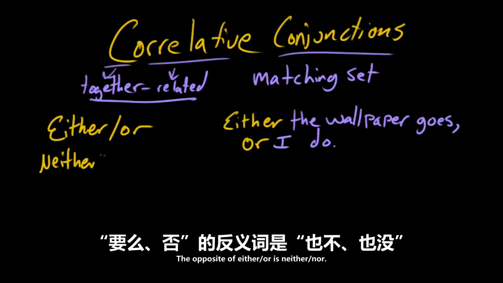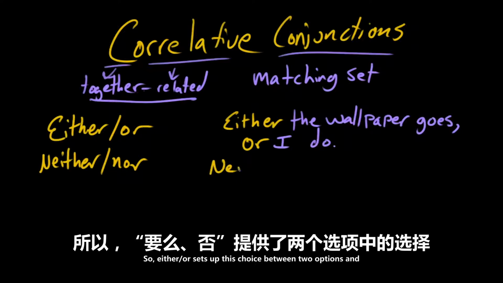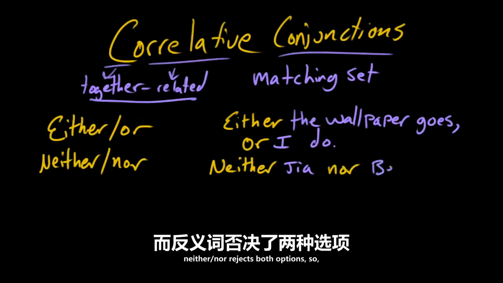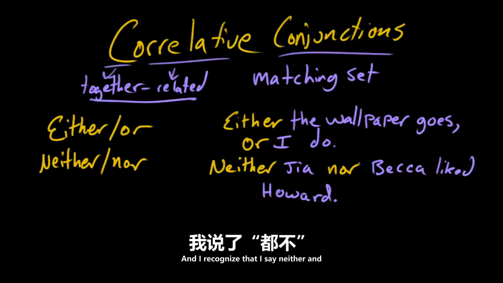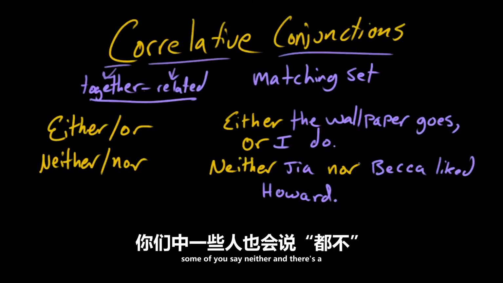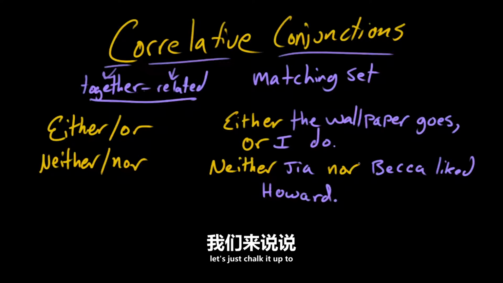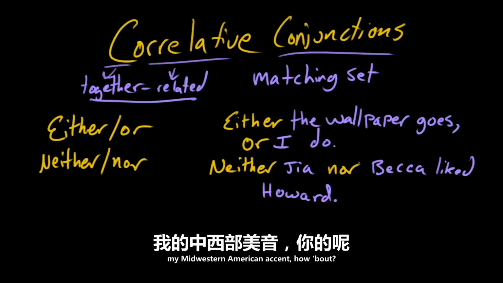The opposite of either or is neither nor. So either or sets up this choice between two options, and neither nor rejects both options. So neither Gia nor Becca liked Howard. And I recognize that I say neither and some of you say neither, and there's a whole George Gershwin song about that, but let's just chalk it up to my Midwestern American accent.